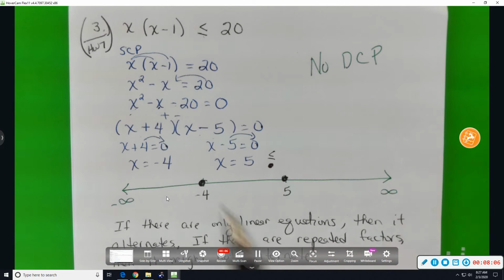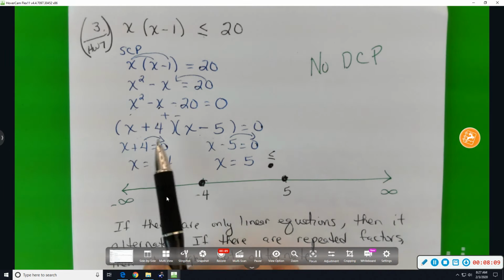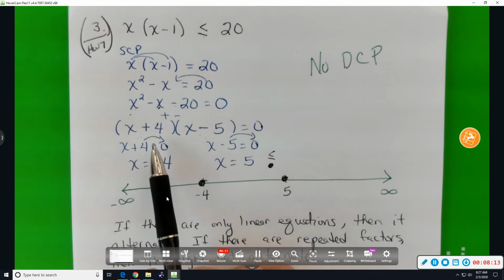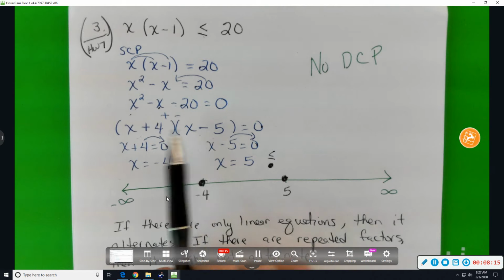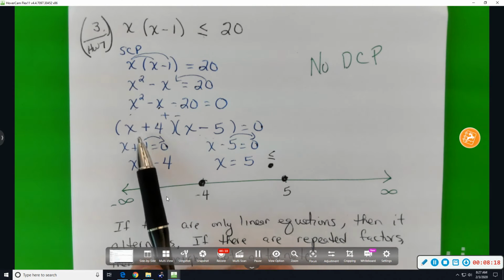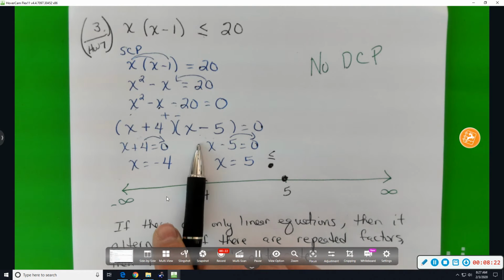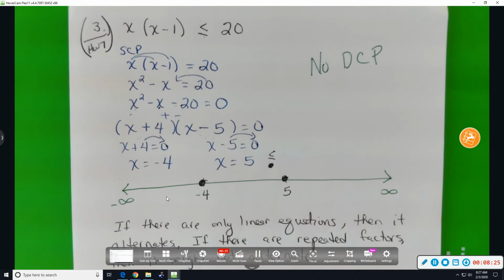What do I mean by repeated factors? If up here, when we were factoring with this trial and error, if we wound up with the exact same thing in both sets of parentheses, like instead of an x plus 4 and an x plus 5, if we'd had x plus 4 and x plus 4, then okay, it might not alternate. Okay? For y'all's purposes, it alternates. So, you don't really need to test every interval, just one of them.